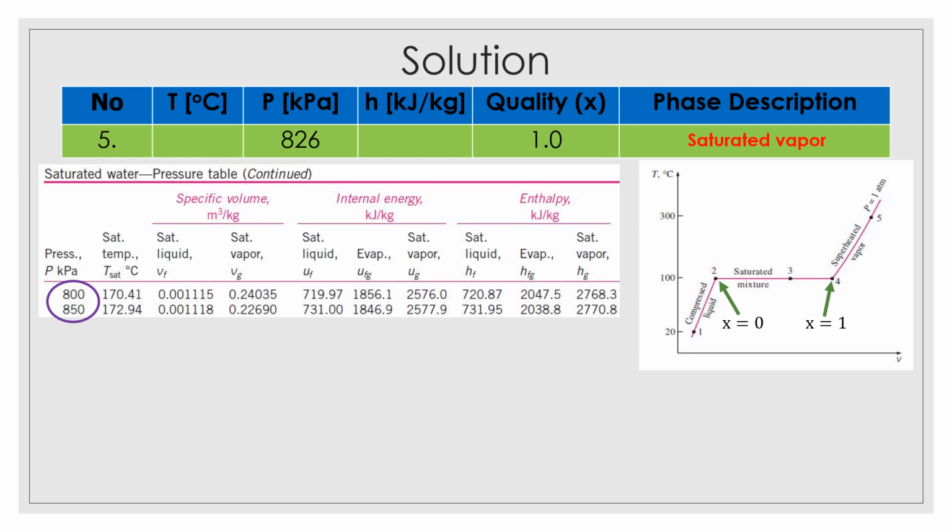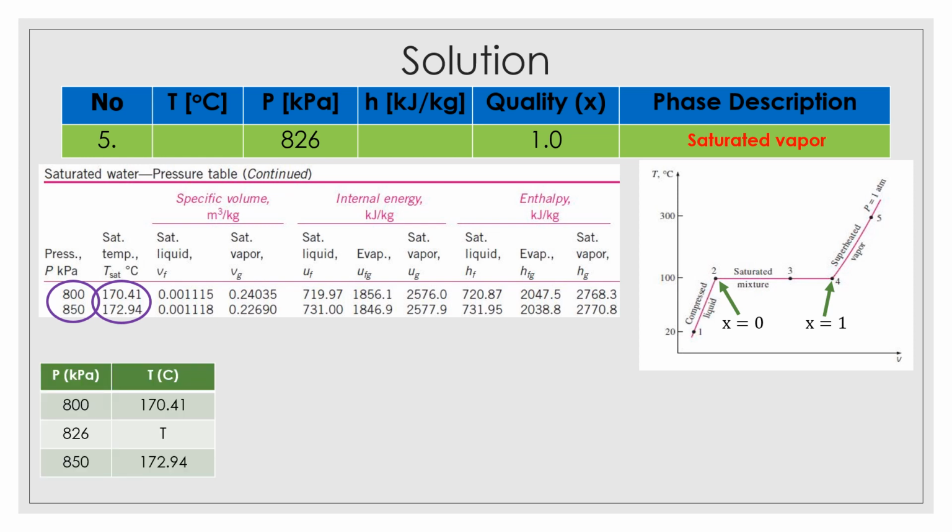Let's say we want to solve the temperature, so we relate the information with the pressure and the temperature, and make this kind of table to assist you and to make it very clear. P 800 refers to the upward, 850 is the downward, and 826 is from the question, which we intend to solve. The available temperature at 800 is 170, at 850 is 172, and T is the value we want to determine. Using the interpolation method, we get the final answer of T equal to 171.72 degrees C.